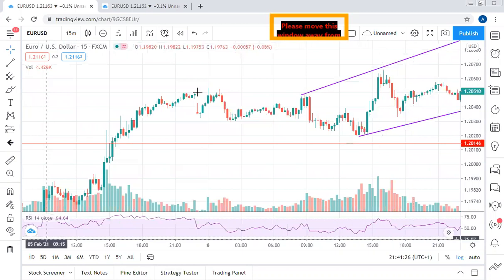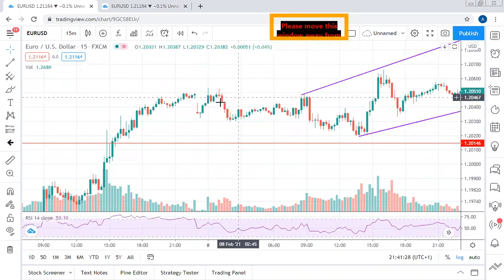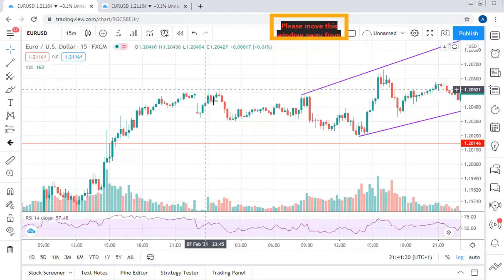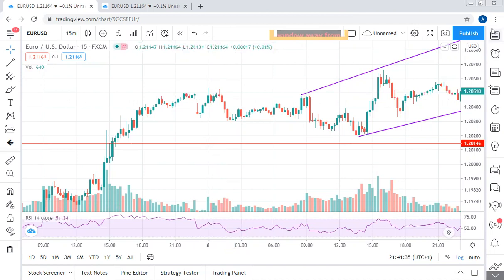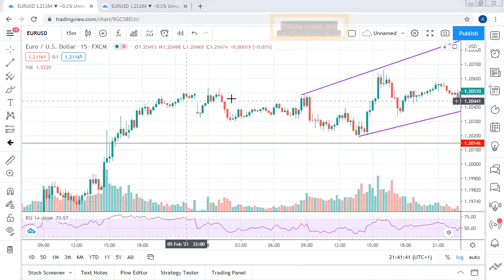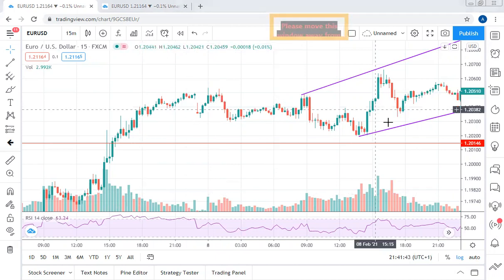Like I told you, at a zone. Look at this, the zone here. Look at this long shooting star. Look at this one, look at this shooting star too. The market will always hint at us first with candlesticks before making a move.